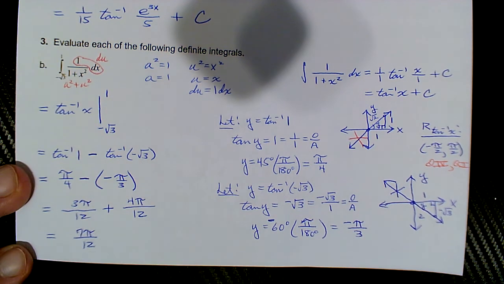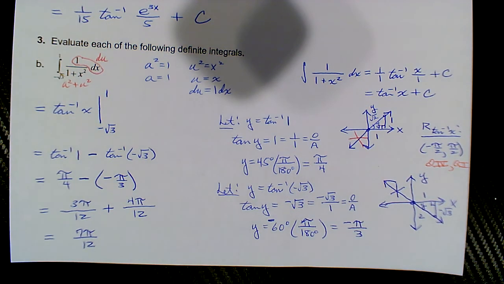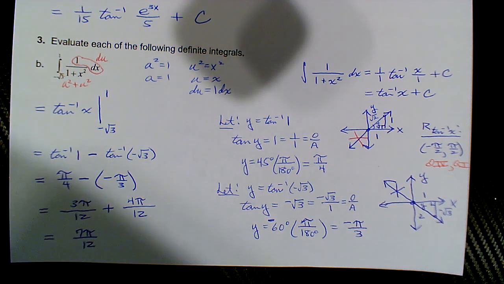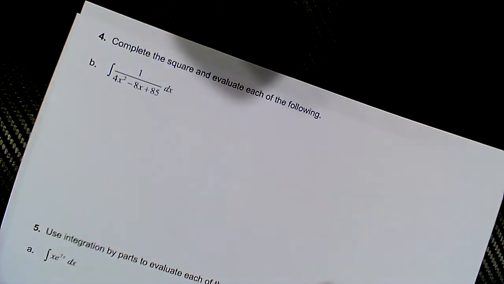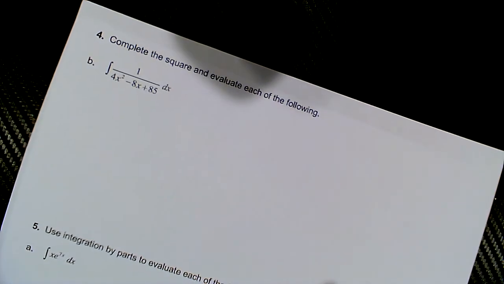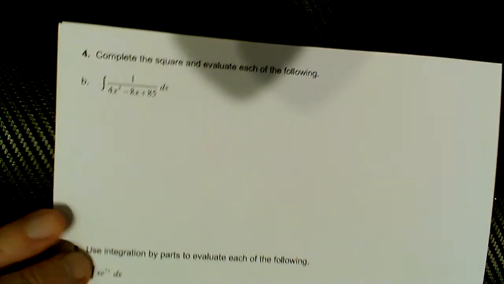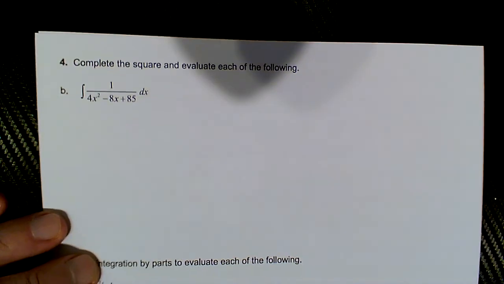And so we get 7 pi over 12. Alright, and we go one more example. And then we'll save integration by parts for another part to this review. But the last example concerning inverse trigs is completing the square.